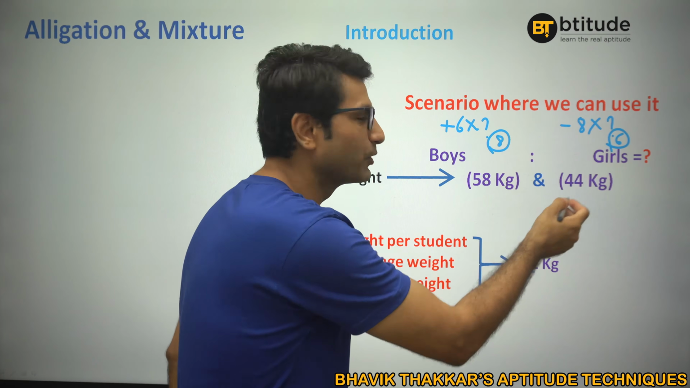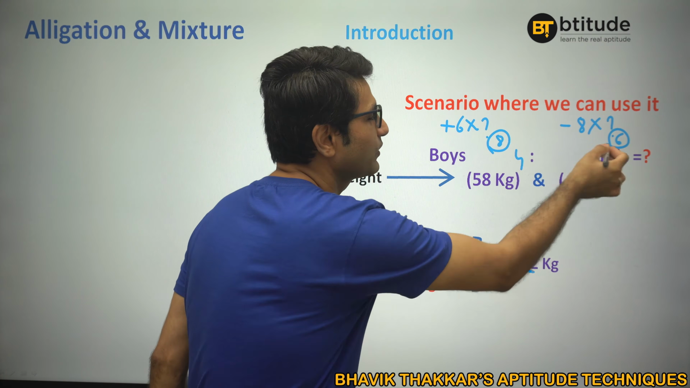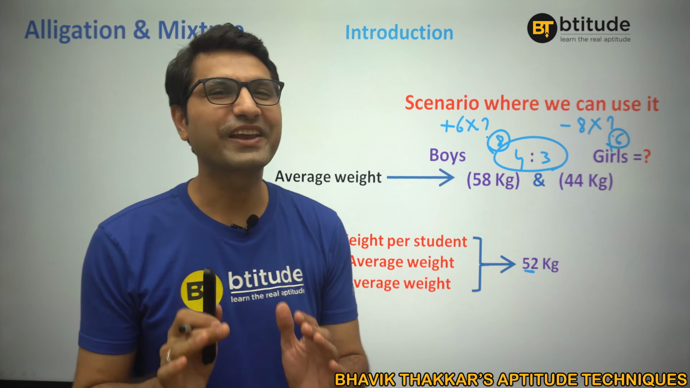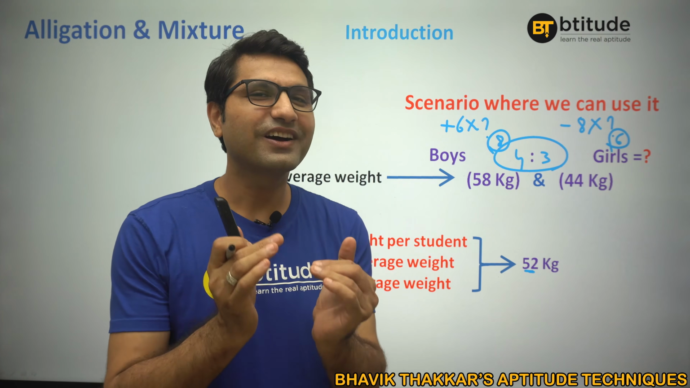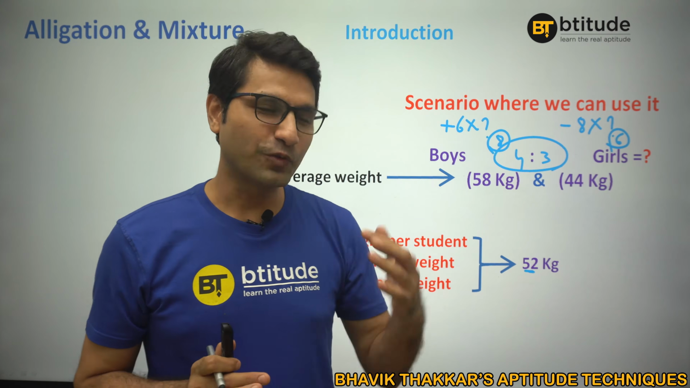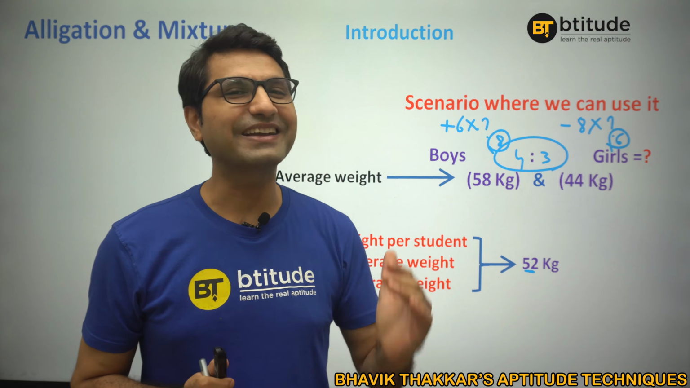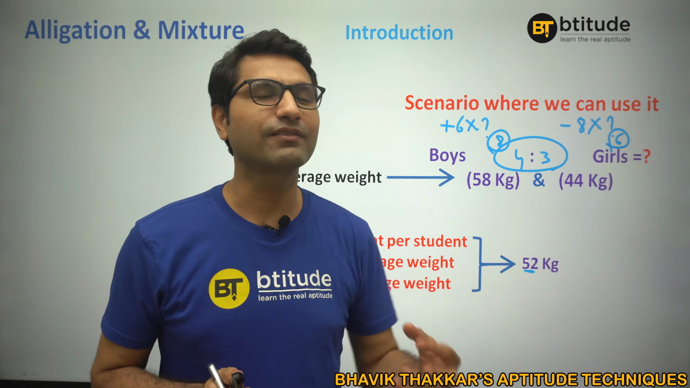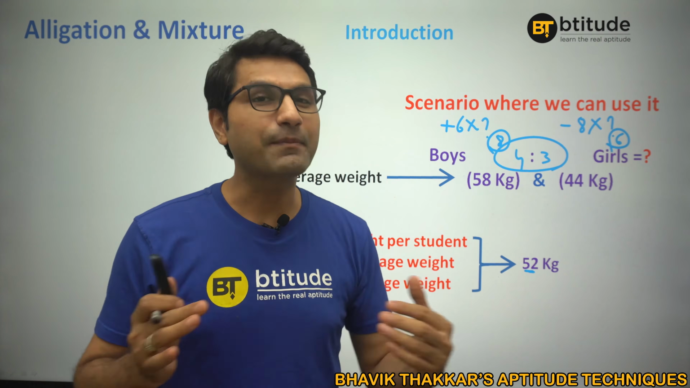Because 2 is common between them. 4 twos, 3 twos. So even without alligation and mixture, we can understand it. Now, do you understand what is the method? We made the alligation and mixture method right now on the basis of our Aptitude logic. We don't have to borrow the logic. We don't have to cram anything.